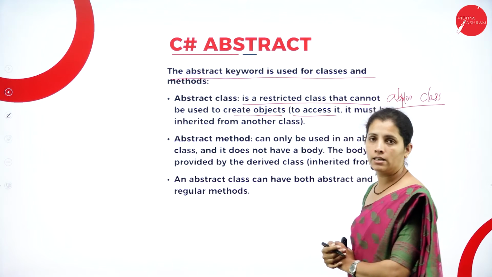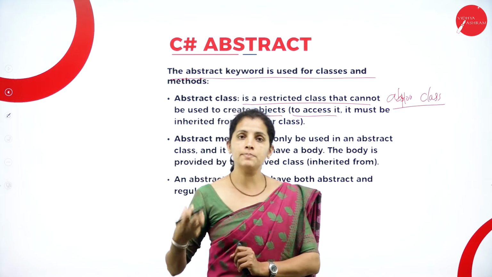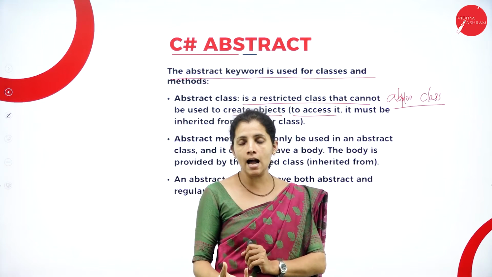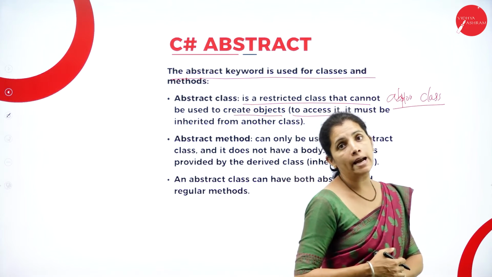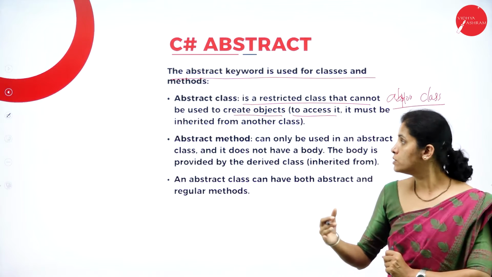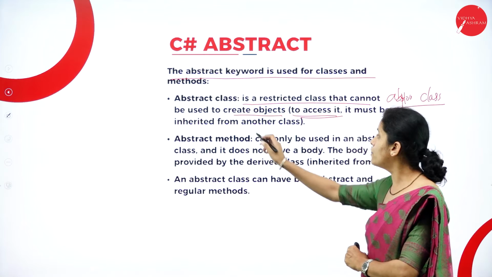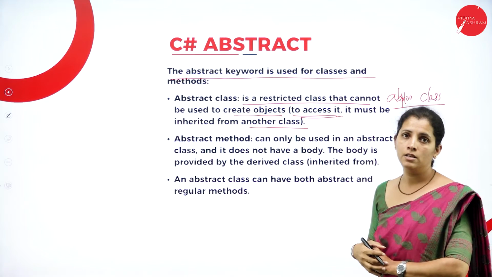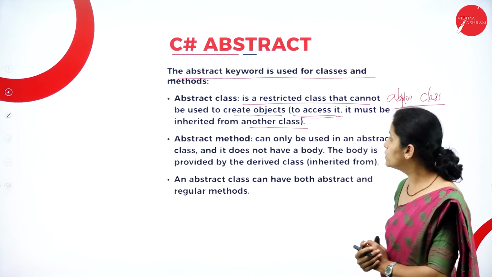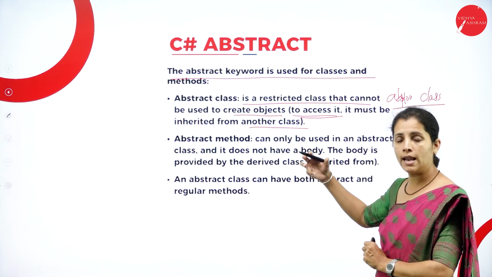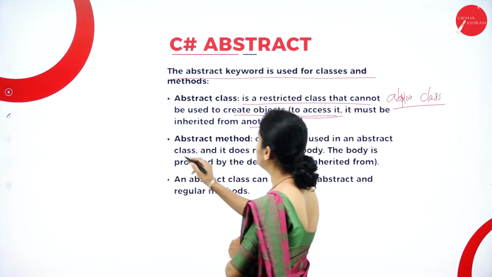To access it, suppose I want to use the members as well as methods of that abstract class, then I must inherit that abstract class. So, to access it, it must be inherited from another class. If this abstract class is inherited, then I can access the properties as well as methods of that class. Then what about an abstract method?